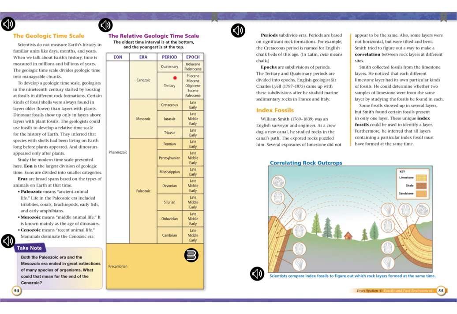Periods subdivide eras. Periods are based on significant rock formations. For example, the Cretaceous period, right here, is named for English chalk beds of this age. In Latin, creta means chalk. Epochs are subdivisions of periods. The Tertiary and Quaternary periods are divided into epochs.